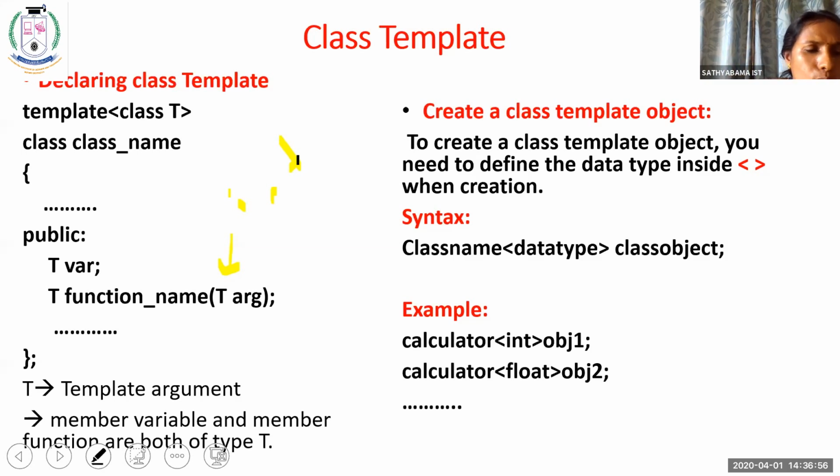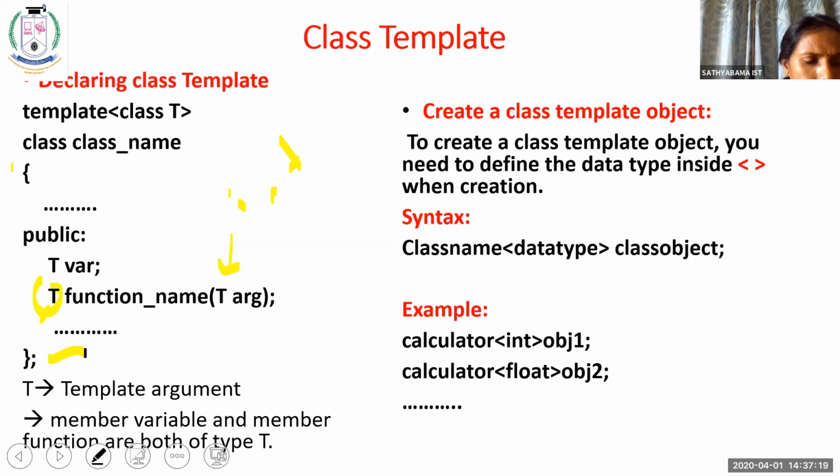And the return type also, either it could be integer or float, or it is a character. That is what we are returning. It is a generic data type T. Yes or no? Once the class definition is over, you can close the class by using the semicolon, as in the normal way you close a class. So the class close must end with a semicolon, correct?